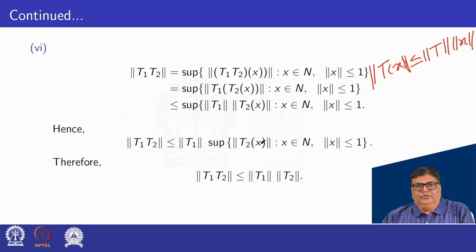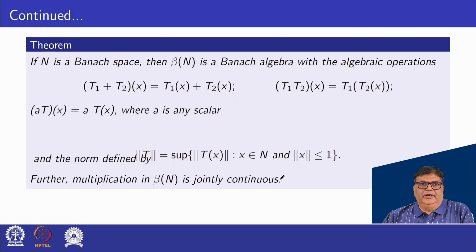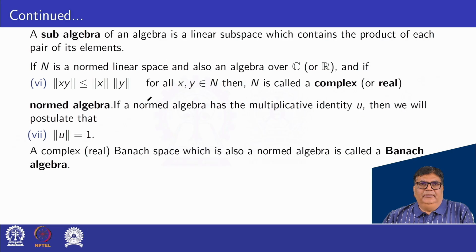T2 also belongs to B(N). So again applying this property, we have norm T2 norm x, and here norm x is less or equal to 1. So norm T1T2 is less or equal to norm T1 norm T2. Hence proved. Second property of the algebra.